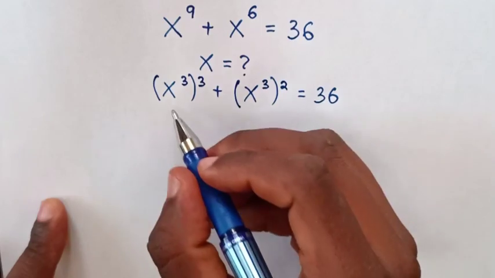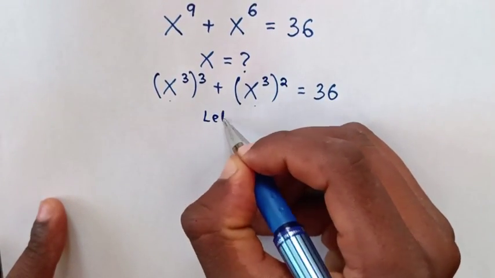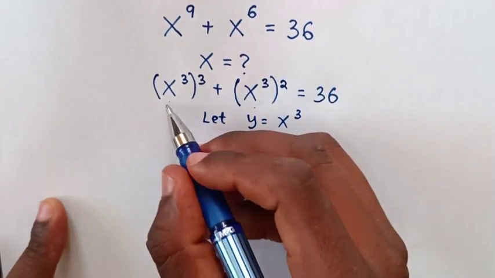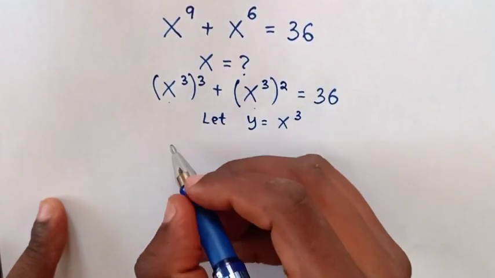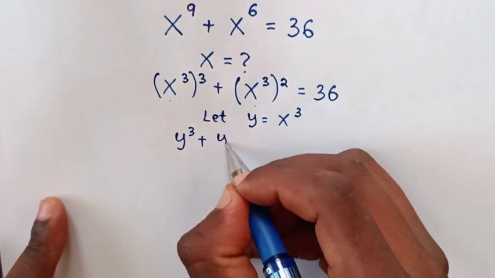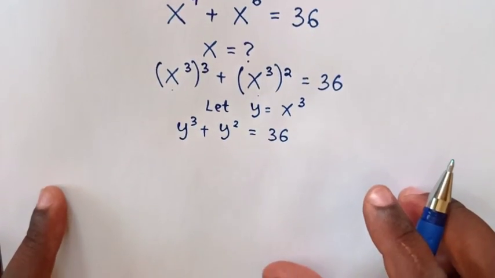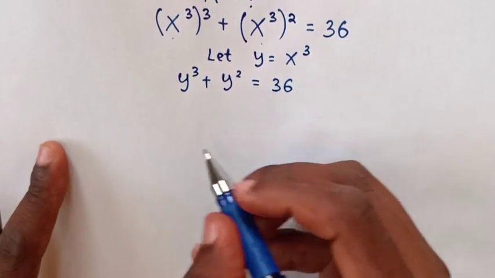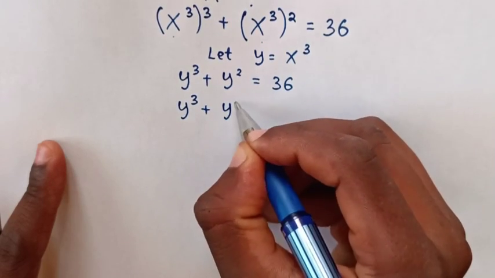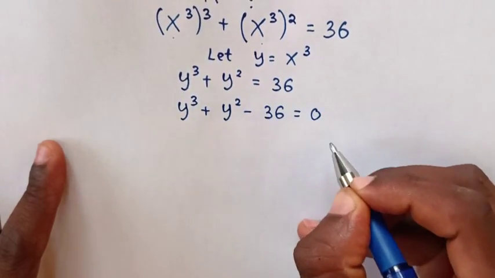Then, in the next step, here x^3 is common, so we let y = x^3. We substitute y into our equation, so it will be y^3 + y^2 = 36. Then we take this 36 to the left side, so it will be y^3 + y^2 - 36 = 0.